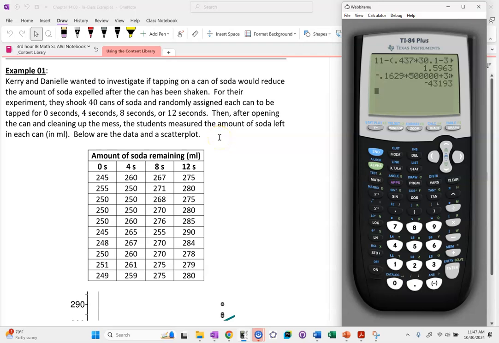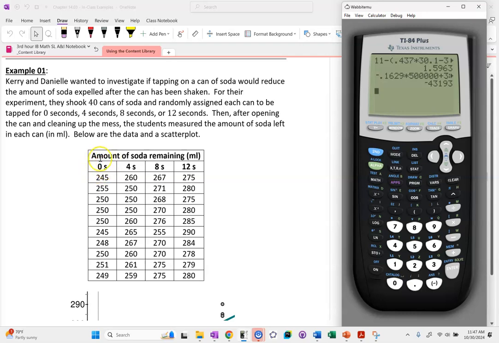It says, Carrie and Danielle want to investigate if tapping on a can of soda would reduce the amount of soda expelled after the can has been shaken. For their experiment, they shook 40 cans of soda and randomly assigned each can to be tapped for 0 seconds, or 4 seconds, or 8 seconds, or 12 seconds. Then, after opening the can and cleaning up the mess, the students measured the amount of soda left in each can in milliliters. Below are the data and a scatter plot.